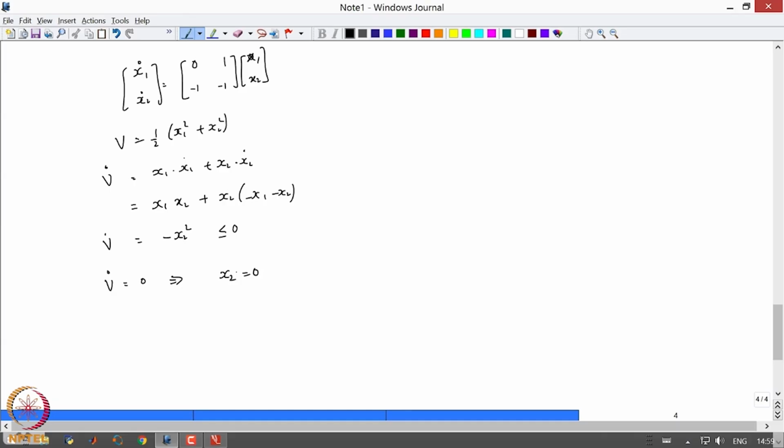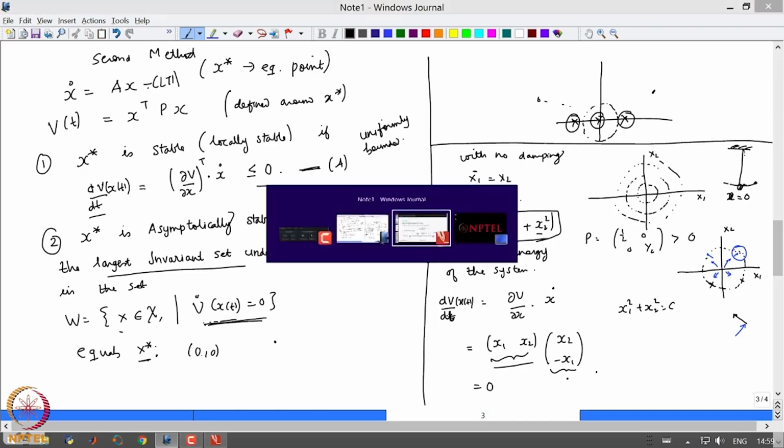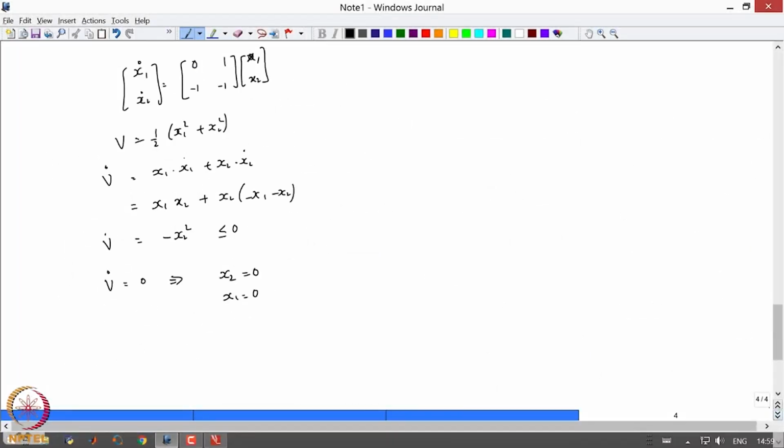And in turn, if x 2 is 0, then x 1 is also equal to 0. So why am I obsessed with the largest invariant set? The statement says that the largest invariant set such that V dot equals 0 should only be the origin, which is 0 comma 0 in this case. So the only possibility for V dot being equal to 0 is x 1 equal to x 2 equal to 0.